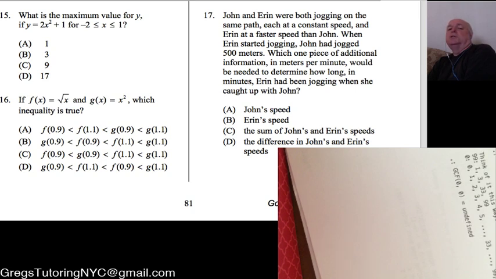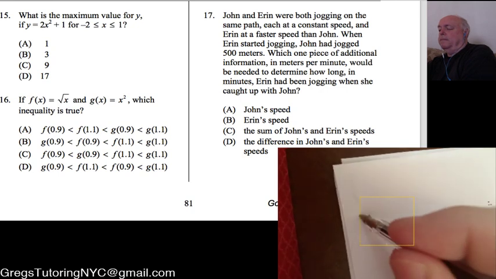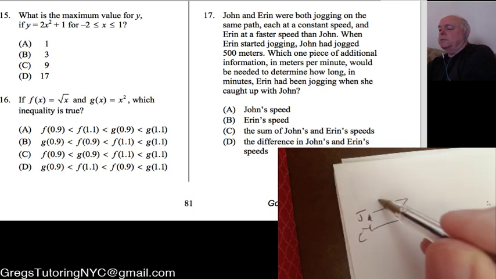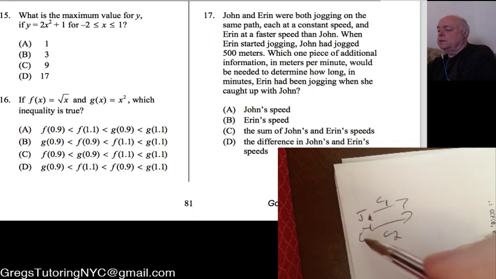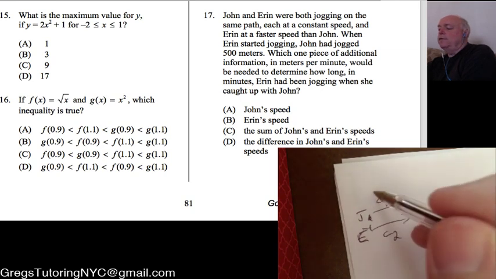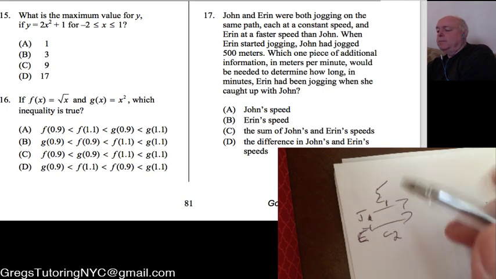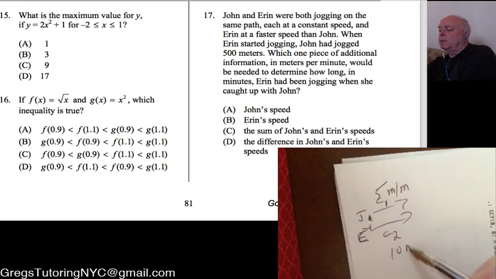Number 17. John and Aaron were both jogging on the same path, each at a constant speed. So there's John, there's Aaron. They're jogging along. They're both at a constant speed. Okay? And Aaron is faster than John. So John has constant 1 and Aaron has constant 2. Their own respective constant speed. So John, for instance, might be going 5 meters per minute. And Aaron might be going 10 meters per minute.